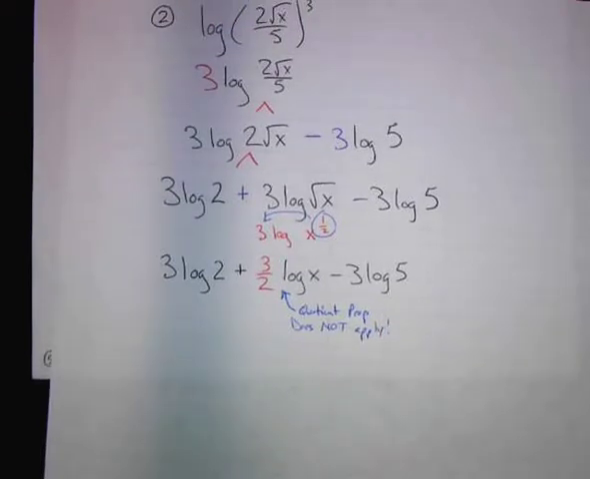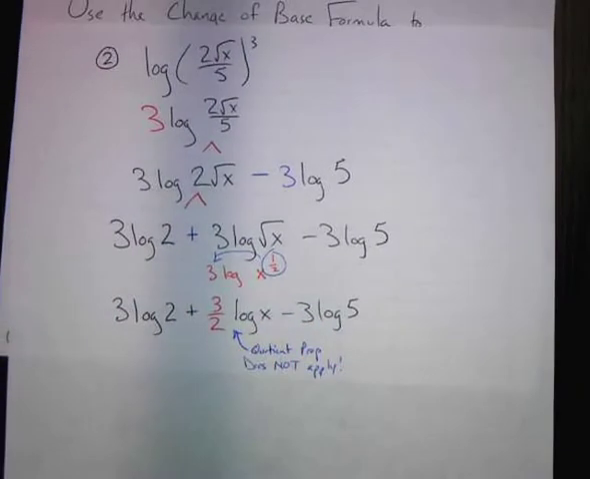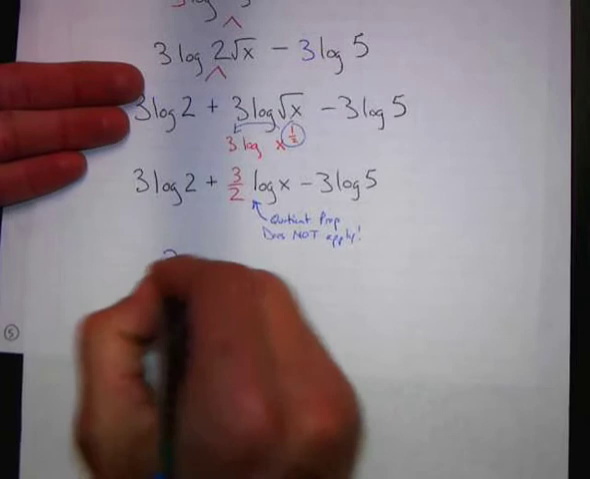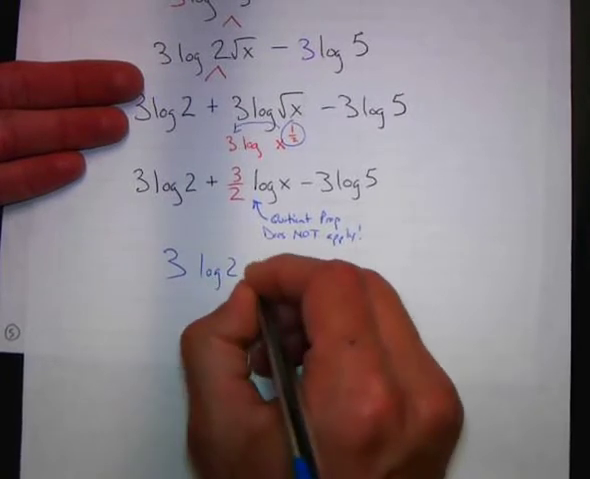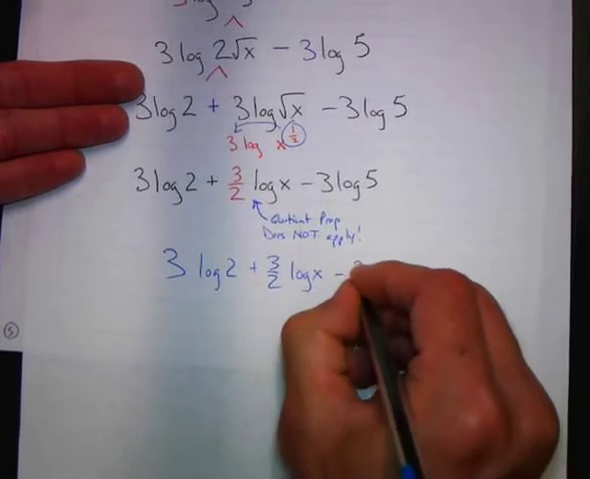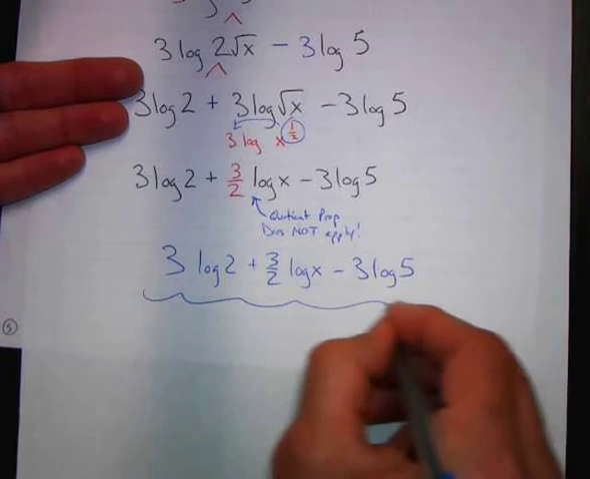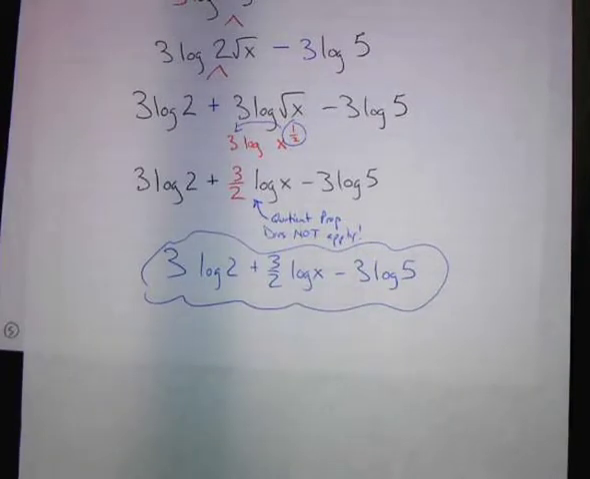Okay. So we have completely expanded. We took this little expression here and wrote it as an expanded logarithm and then went crazy. Right? 3 log of 2 plus 3/2 log of x minus 3 log of 5, and then we've expanded the entire thing, and that is expanded logarithm form.